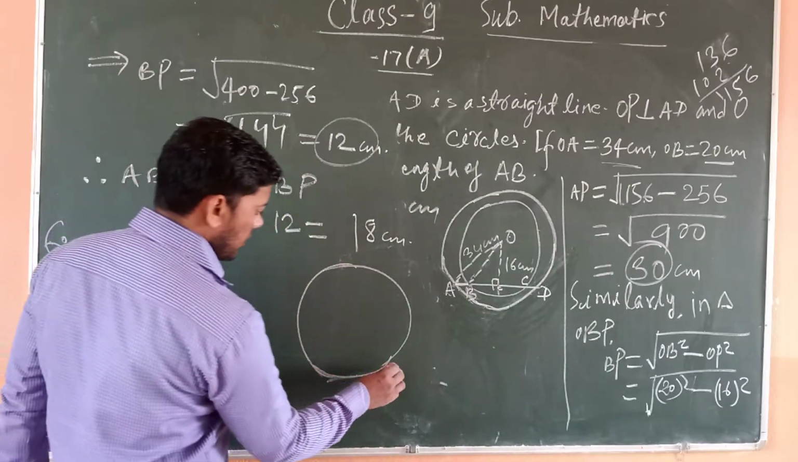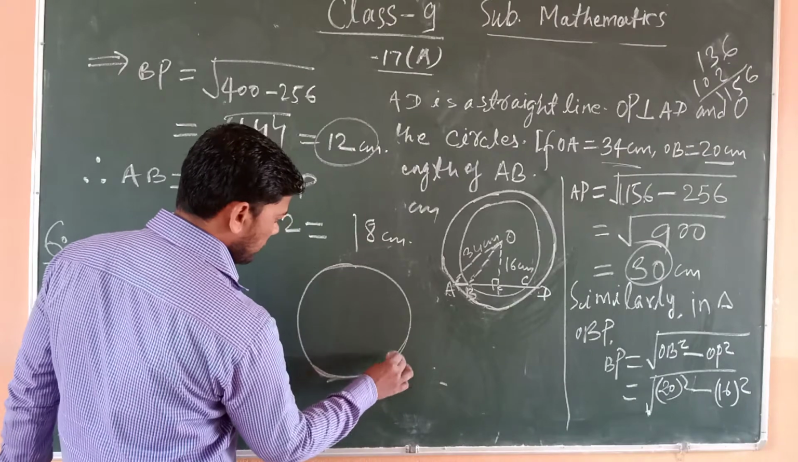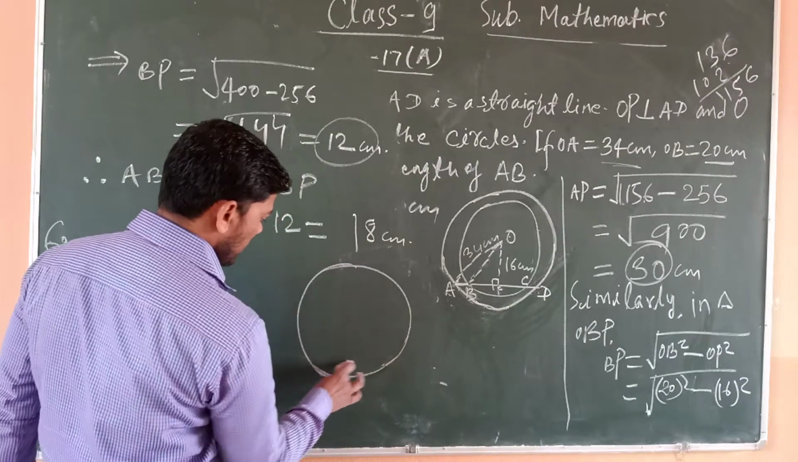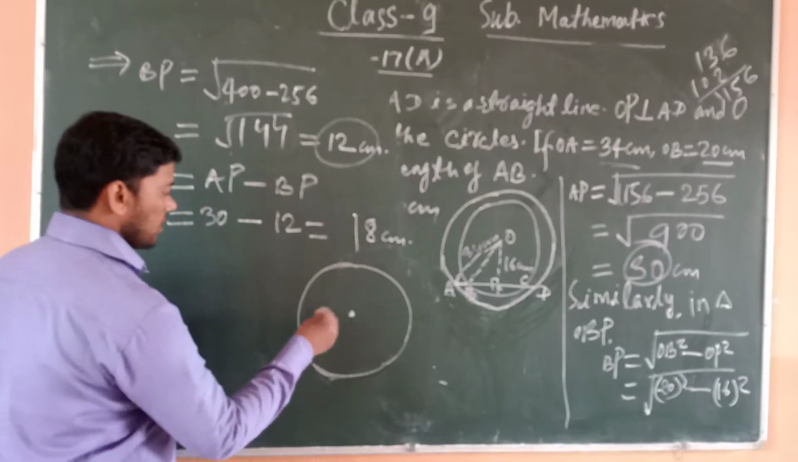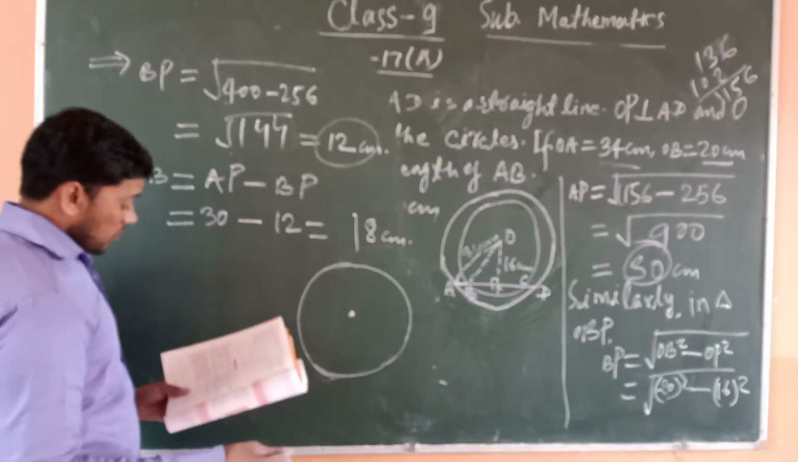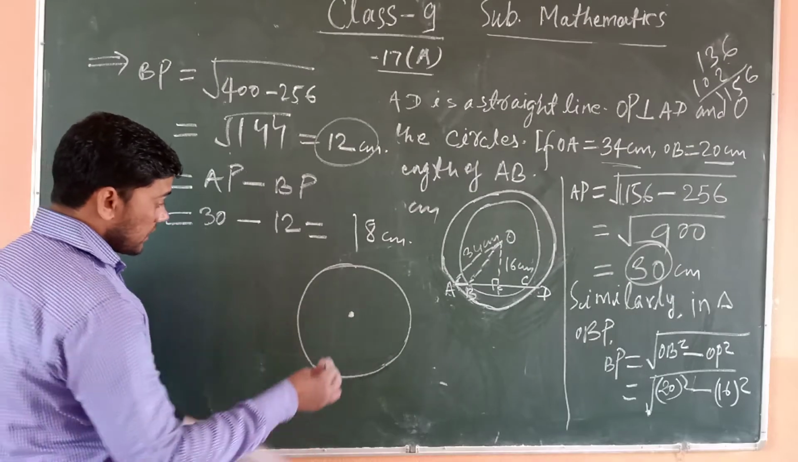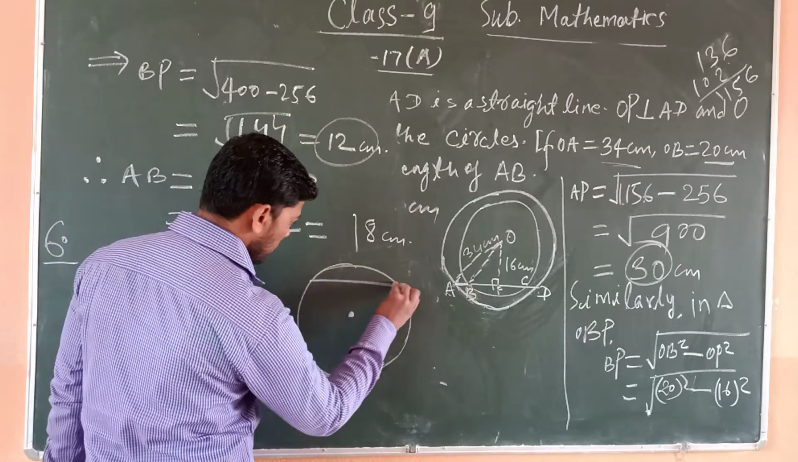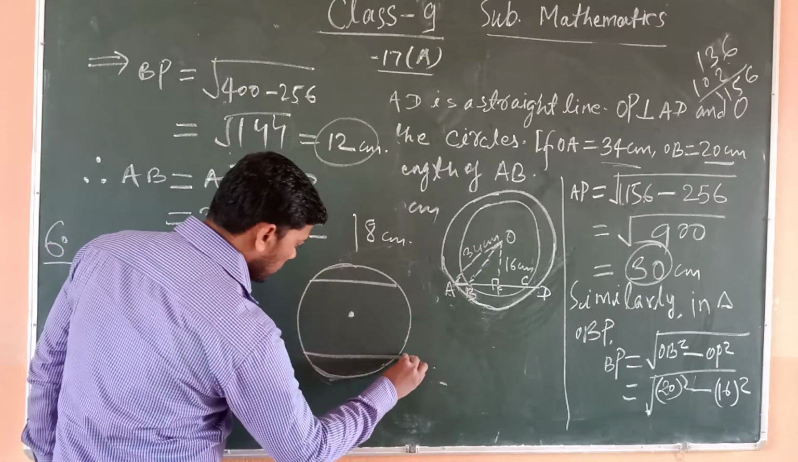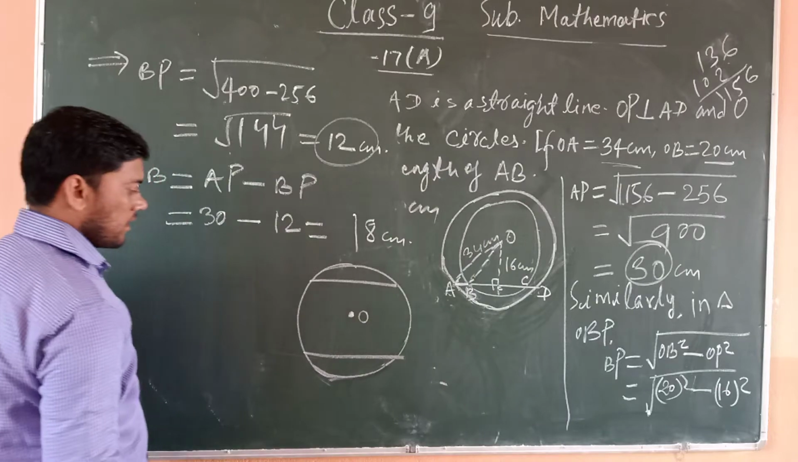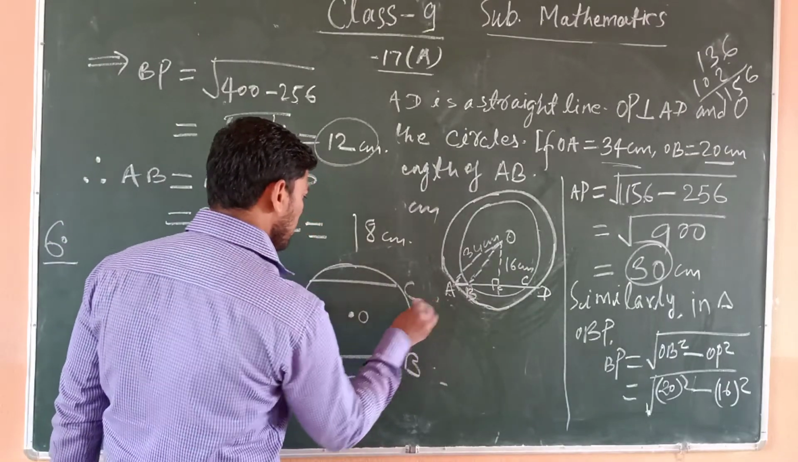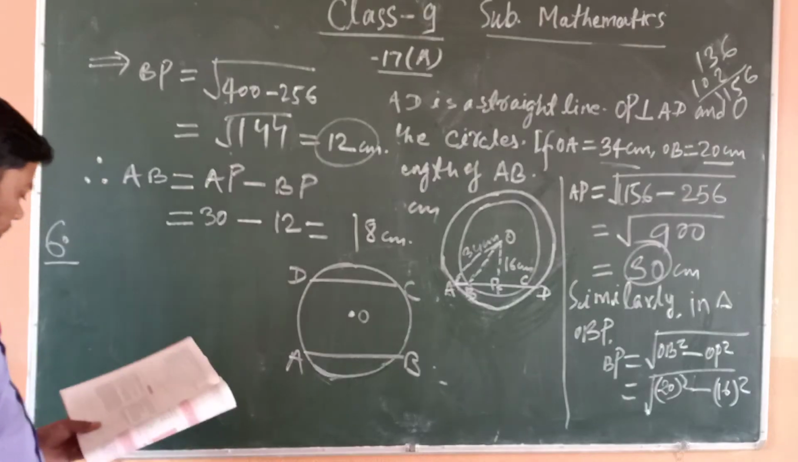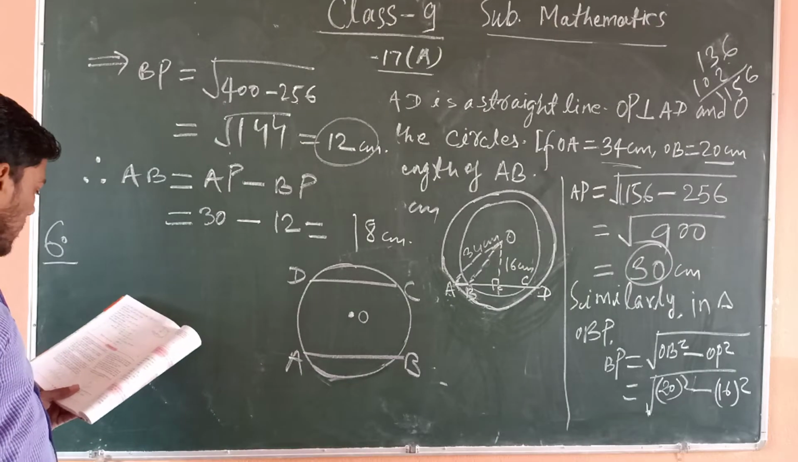Suppose that it is a circle. Question number 1, on the opposite side of the center. See, opposite side of the center. O is center, and there are two chords AB and CD.